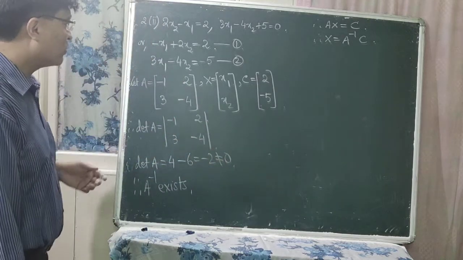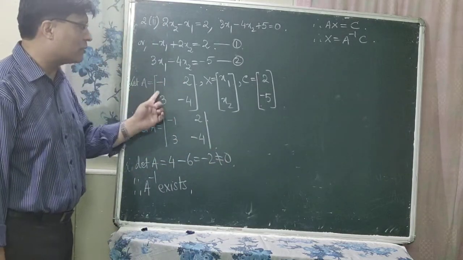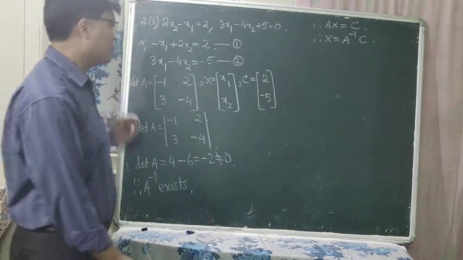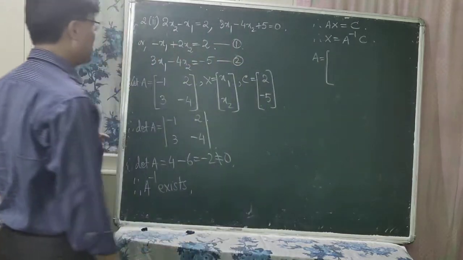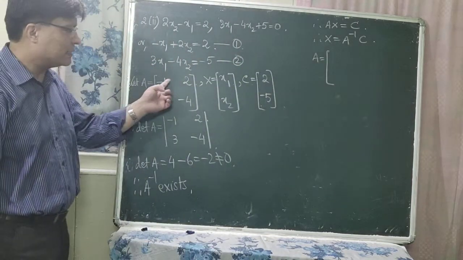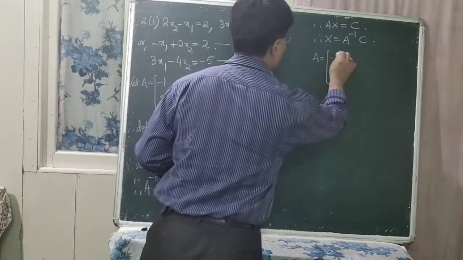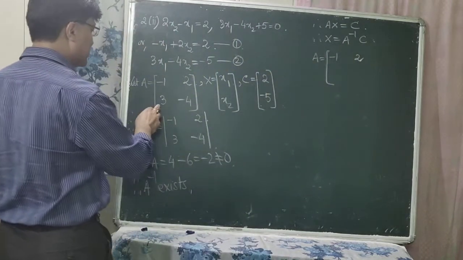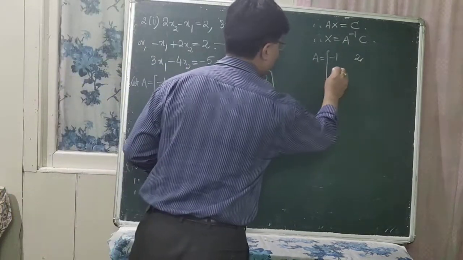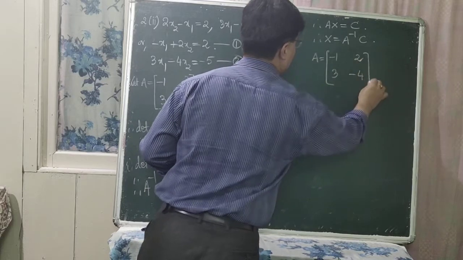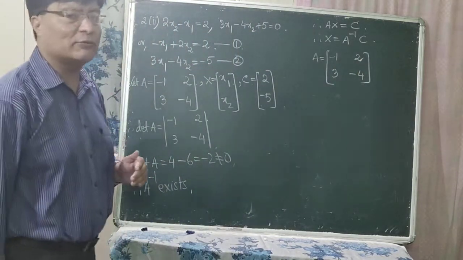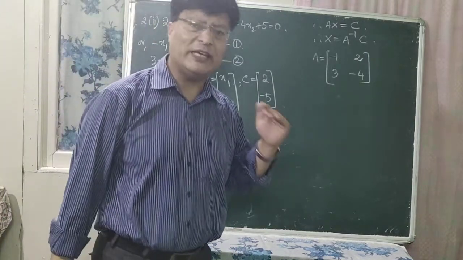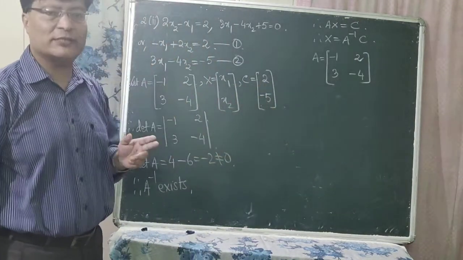So you have to write down the cofactors of each element of the matrix A. Okay? Let us write down the matrix A again. A is equal to, what is here? What is matrix A? Let us write it. Minus 1, 2. Next, 3, minus 4. So now, in this case, you have to write down the cofactors of each element of the matrix A.